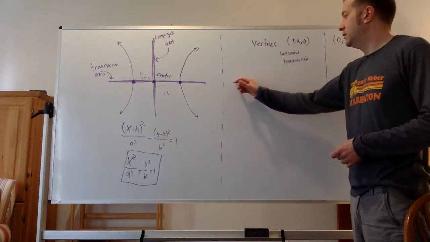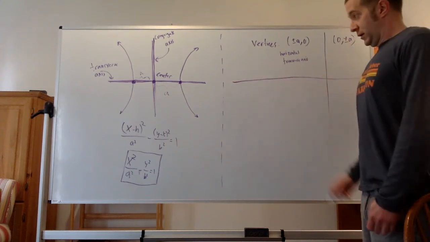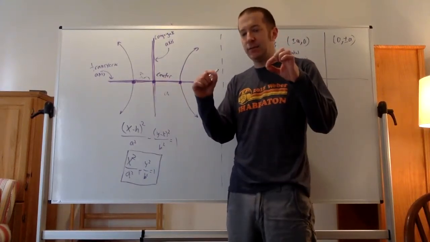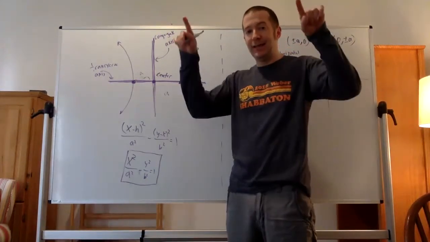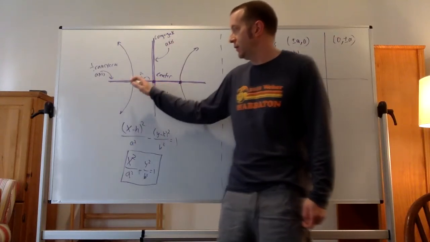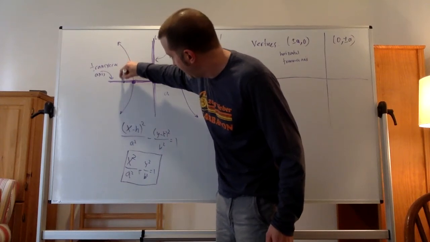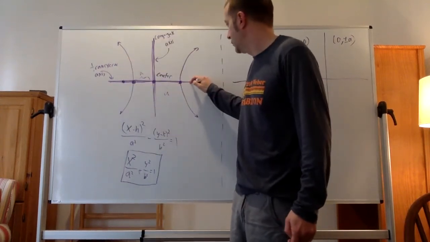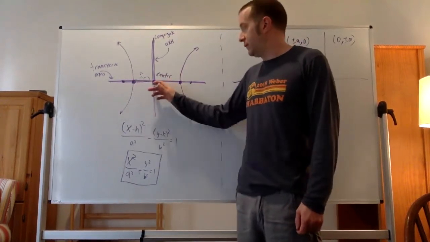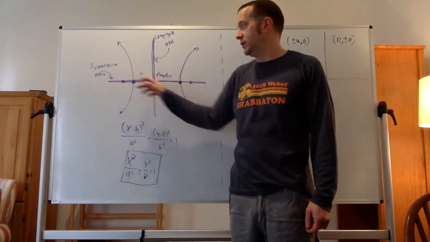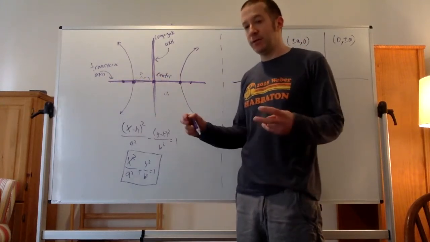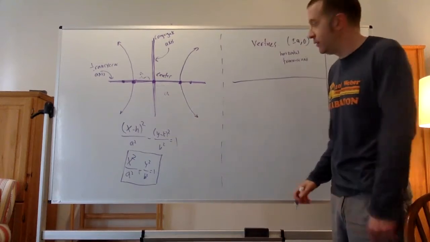And then the foci. Similar to an ellipse: with an ellipse, the foci were always inside the ellipse, and with a parabola, the focus was always inside the curve of the parabola. Similarly, for a hyperbola, the foci are going to be over here, inside the curve of the hyperbola. So there's going to be a focus there, and there's going to be a focus there. And the question is, how far from the center do we move along the transverse axis to get to the foci? And just like with ellipses, there's another number c, which we find using A and B.